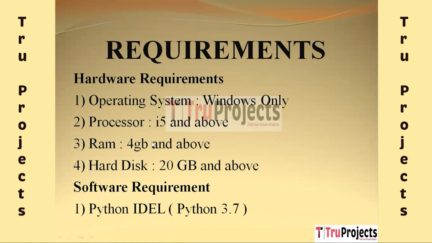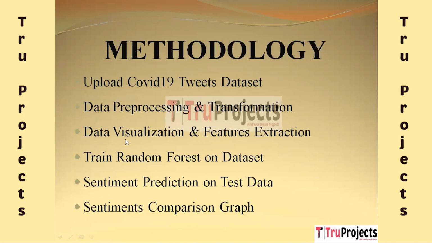Requirements. These are the requirements needed to execute this project. Hardware requirements: operating system of Windows, processor of i5 and above, RAM of 4GB and above, hard disk of 20GB and above. Software requirements needed are Python IDLE of Python 3.7 version. To execute this project, we have designed the following modules. The first module is upload COVID-19 tweets dataset. Using this module, we will upload tweets dataset to application.